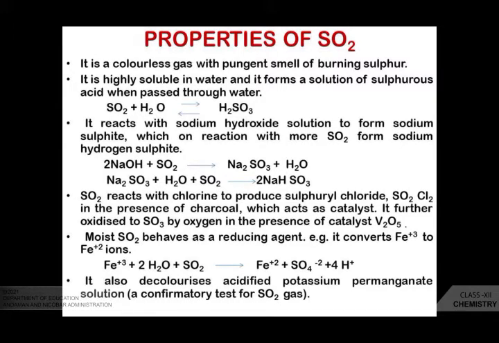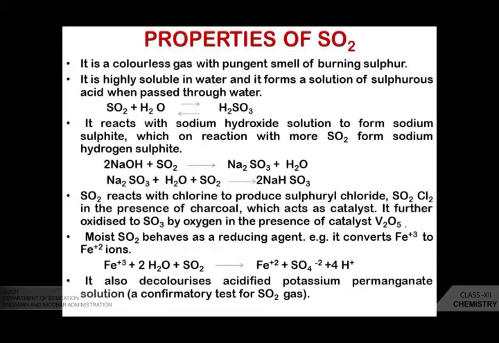Next, children, moist SO2, that is SO2 in the presence of some moisture, acts as a reducing agent. For example, it acts as a reducing agent because it easily converts Fe3+ to Fe2+ by releasing its electron. So, Fe3+ to Fe2+.